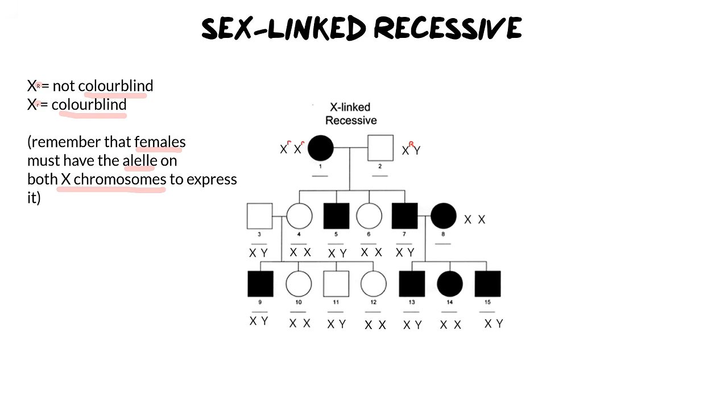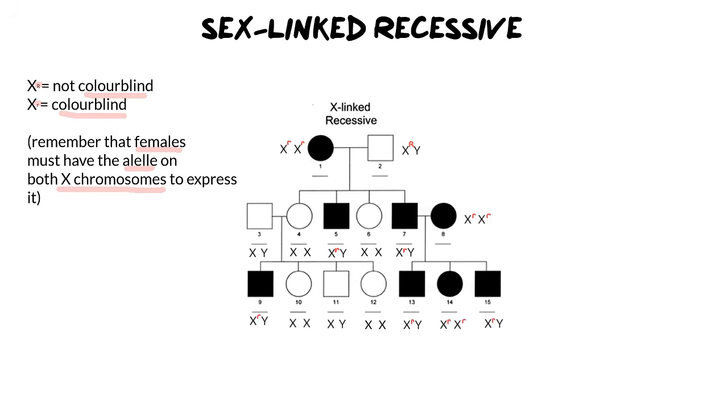So let's go down to number 5. This male has it, which means he has a small R on his X. And number 7, also a small R on his X. And female 8, she also has color blindness, so we're going to put 2 lowercase r's on her X's. And I'm going to do the same for the rest.